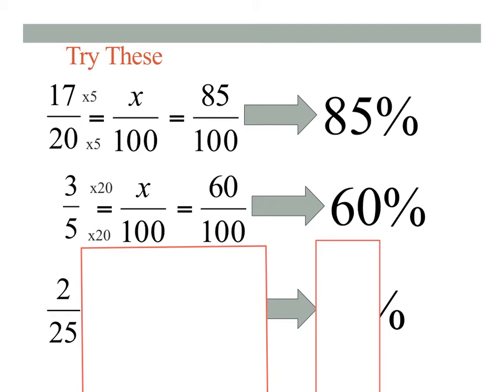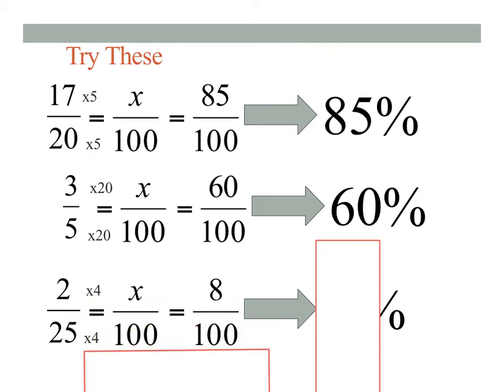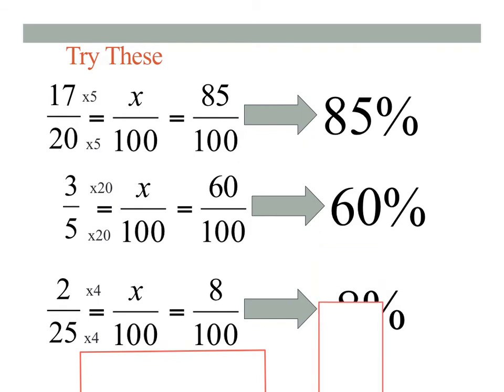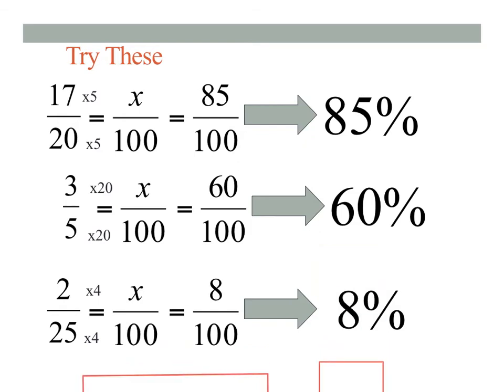How about 2 over 25? Multiply by 4 over 4, and I get 8 over 100, which is what percent? 8%. So with these questions, when the denominators are easily switched to over 100, you do that, and then the numerator is easily placed as a percent, because now you have rewritten the fraction as a percent.